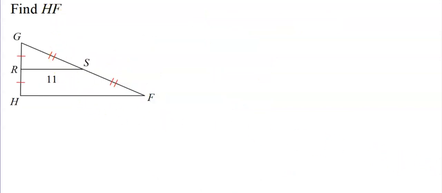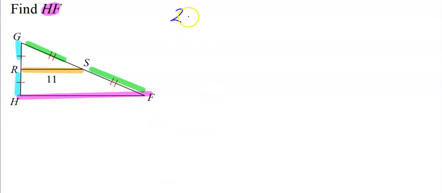Okay, let's find HF. HF is this segment right there. What I notice is GS got cut in half and GR got cut in half, and so that makes RS, this segment right here, a midsegment.